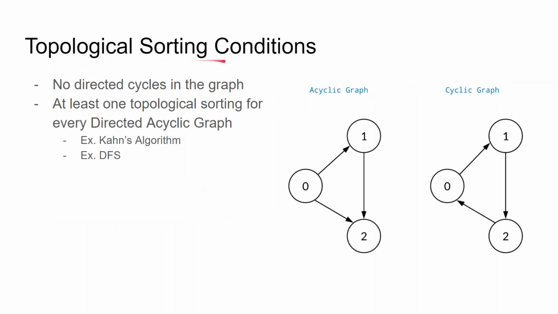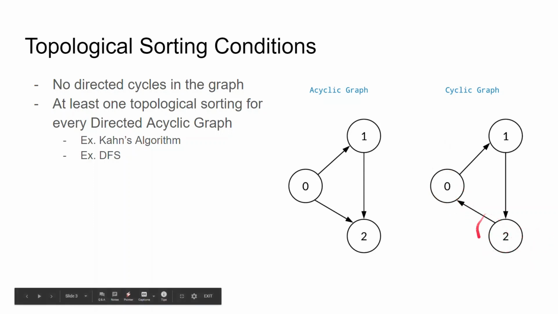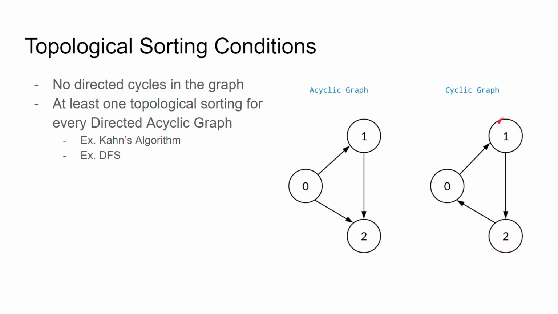For performing topological sorting, there are a couple of conditions. One of them is that there cannot be directed cycles. Here you can see we have a cyclic graph where we have a cycle, and you can see that to complete course 0, we have to complete course 2. And to complete course 2, you have to complete course 1, and you have to complete course 0 to complete course 1. So you can see there's a cycle, and we cannot perform topological sort if there is a cycle. If there is an acyclic graph, we call it a directed acyclic graph. That means that there is no cycle.